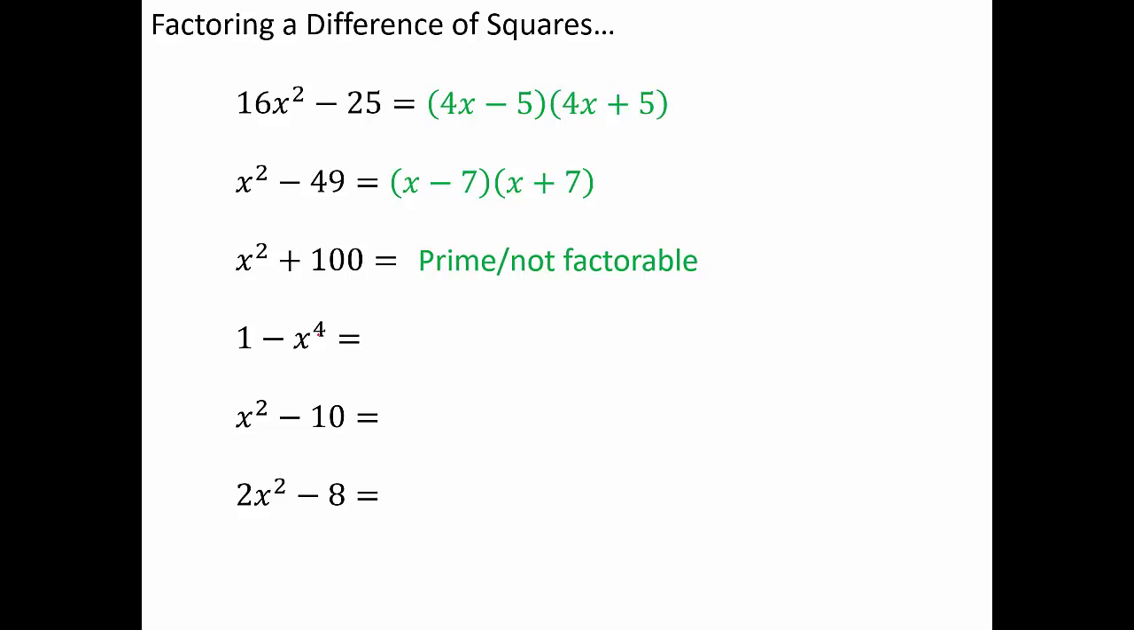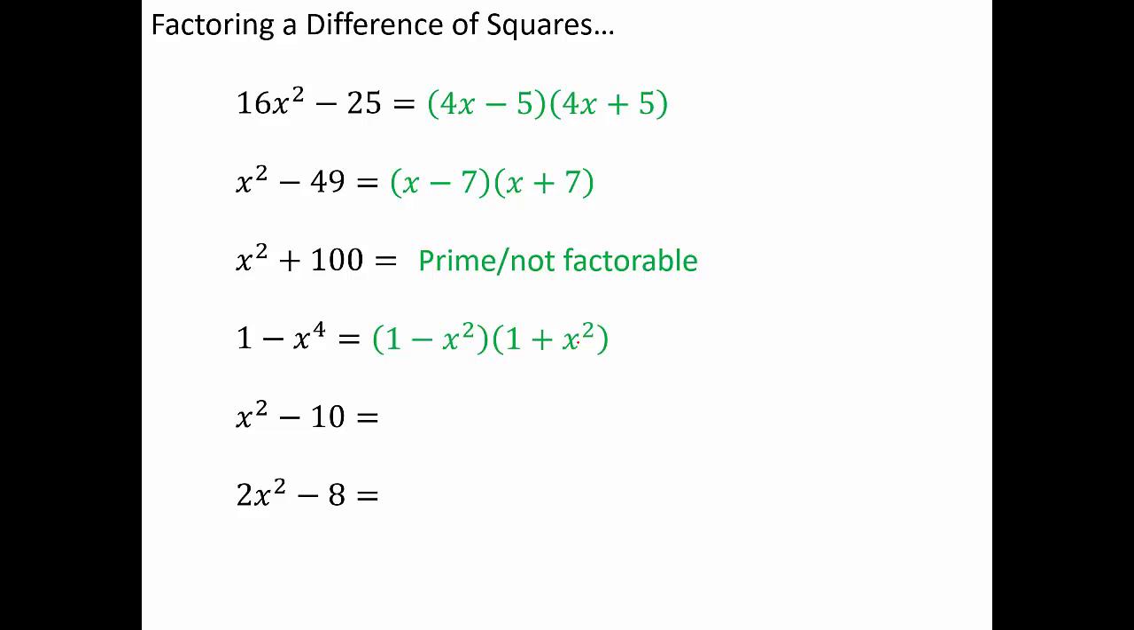Any even exponent is a perfect square. x to the 10th is x to the 5th times x to the 5th. x to the 20th is x to the 10th times x to the 10th. x to the 25th is not a perfect square because you can't break that into something times itself. So 1 minus x to the fourth must become 1 minus x squared and 1 plus x squared.